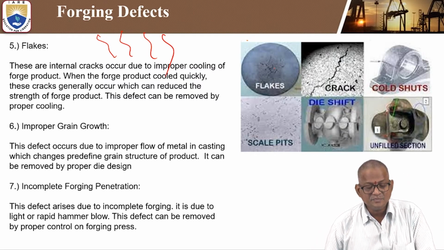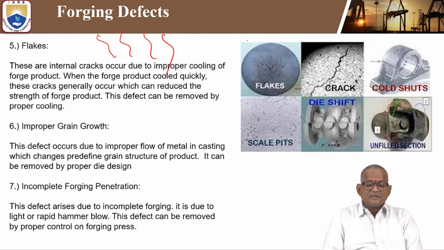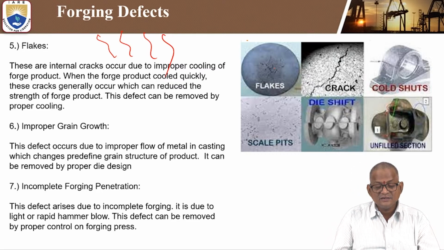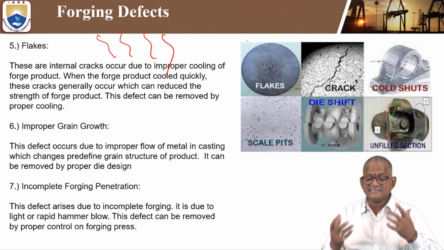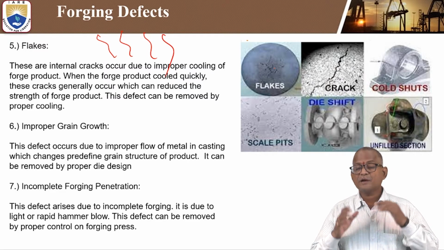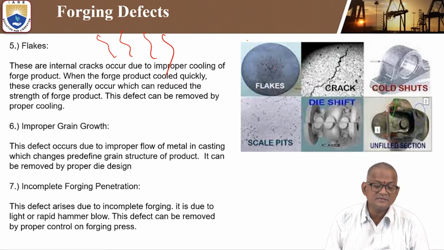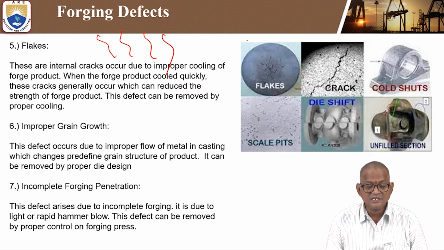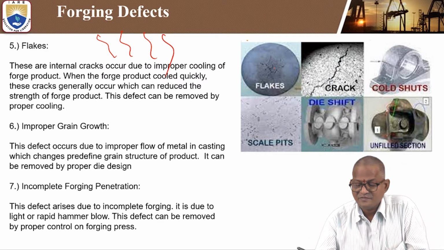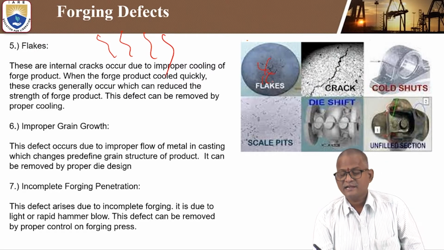Another thing is improper grain growth, which is also very important. Improper grain growth occurs due to improper flow of raw material in casting, which changes the grain structure of the product. It can be removed by proper design or incomplete forging penetration. Another important defect is improper grain growth in incomplete forging penetration. Some three-dimensional defect diagrams have been introduced here. Look, these are the flakes, how the flakes can be obtained, and these are some cracks.